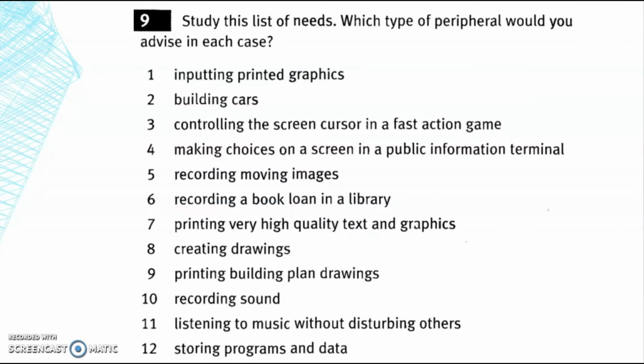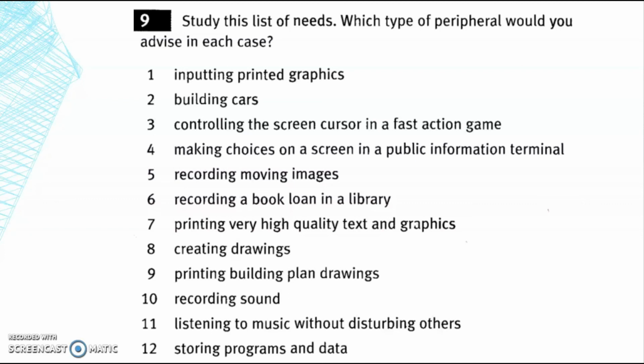Okay, so let's see this part. In number 9, we have the idea, the list of needs. So we have 12 cases here, and your job is just get the idea which type of peripheral would you advise in each case. You see 12 case, and for each case it has its own idea. Number 1, inputting printed graphics. So when you input the printed graphics, what peripherals would you advise? Or, for example, second one, or even the third, up to the 12.